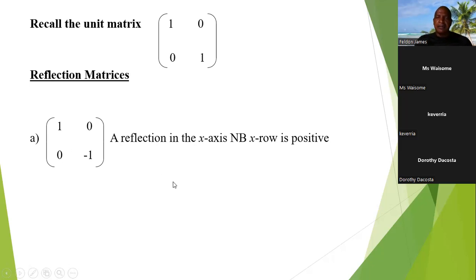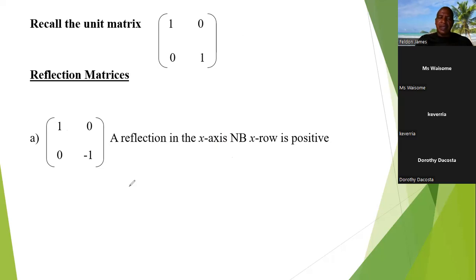Now remember, reflection has to have a mirror line. And for the reflection matrices, the mirror line for this one would be the x-axis. So once they tell you that you have a reflection in the x-axis, it means that in terms of the graph, the x-axis will be the mirror line. All right, so now you have to pay attention to which axis these matrices are reflected in, as well as how the numbers are arranged.